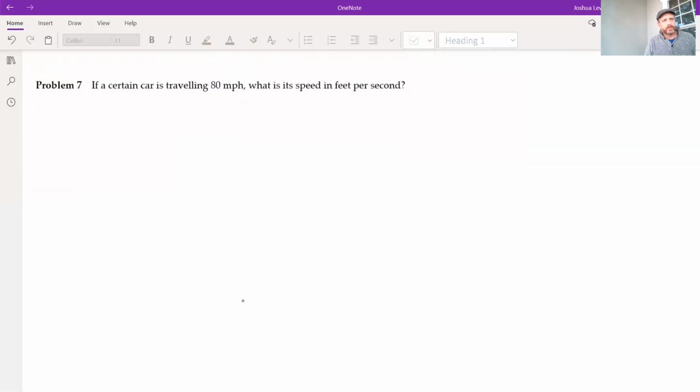Well, miles per hour to feet per second. So think of miles per hour as miles over hours. And I'm going to multiply until I get this thing down to feet per second. Now, miles and feet. I'm going to multiply by feet over miles, right? Because that way the miles will cancel. And then I'll be left with feet and hours.